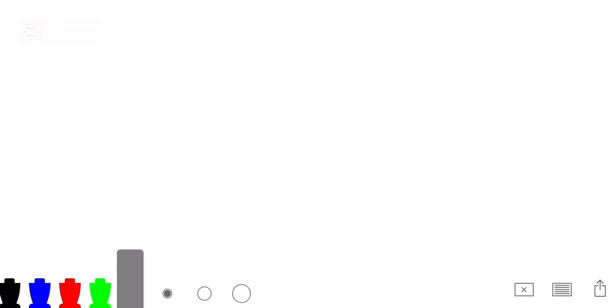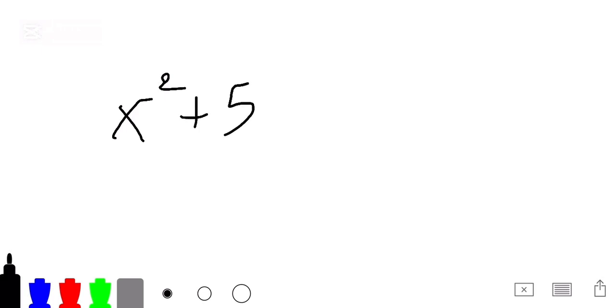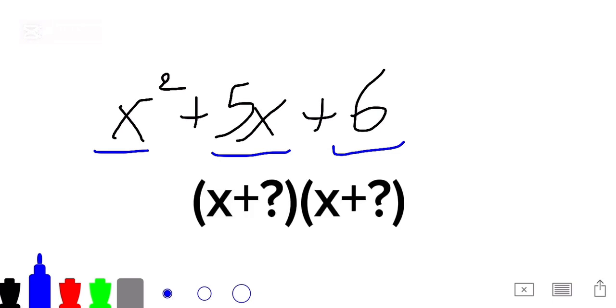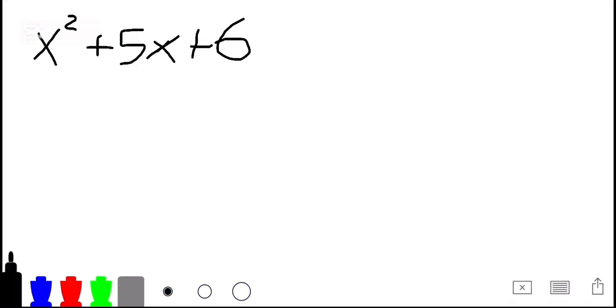So first of all, a trinomial is just a fancy term for a polynomial with three terms, such as x squared plus 5x plus 6. You can see that there are three terms, that's why it's called a trinomial. The goal of factoring a trinomial is to break it down into two binomials, like this. Let's do a walkthrough of factoring a trinomial like this.